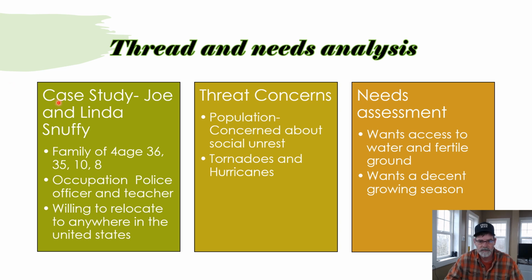So our case study here is Joe and Linda Snuffy. They're a family of four, age 36, 35, 10, and 8. She's a police officer, he's a teacher, and they're willing to relocate anywhere here in the United States. In reference to their threat concerns, the first one they talked about was population, followed by tornadoes and hurricanes. Looking at their needs, he really wanted access to water and fertile ground and really wants a decent growing season.